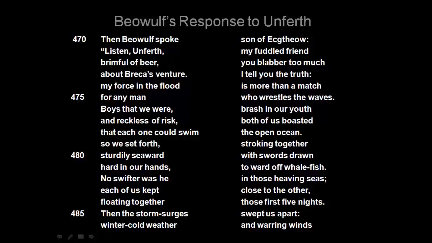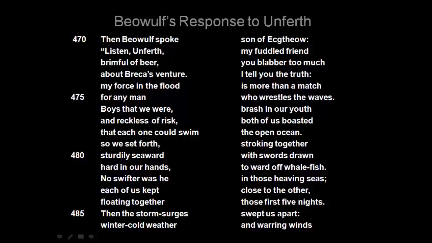Boys that we were, brash in our youth and reckless of risk, both of us boasted that each one could swim the open ocean. So we set forth, stroking together, sturdily seaward, with swords drawn hard in our hands to ward off whalefish. Though swifter was he in those heaving seas, each of us kept close to the other, floating together those first 5 nights.